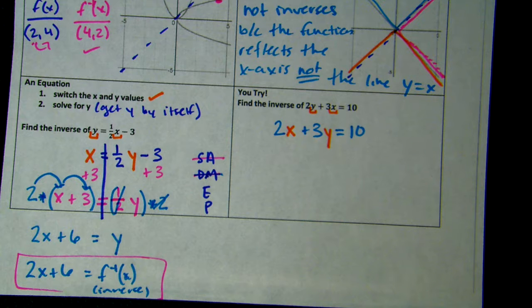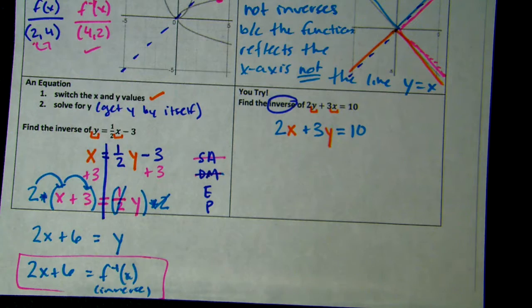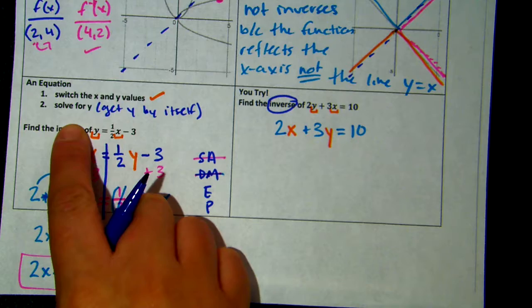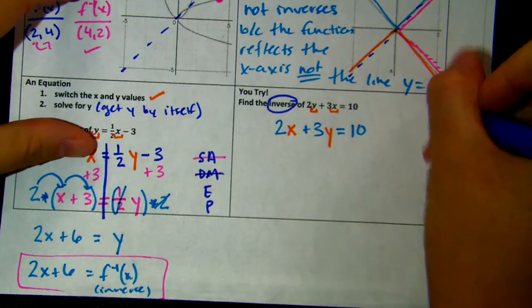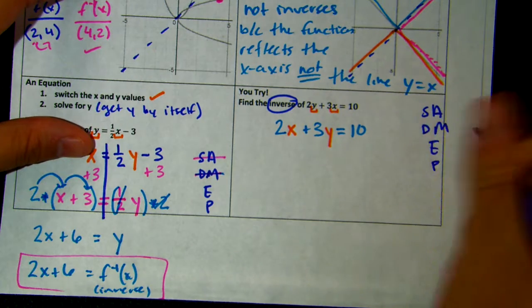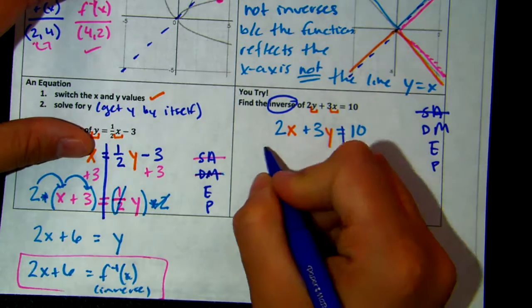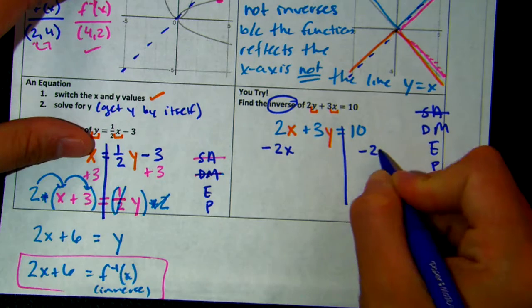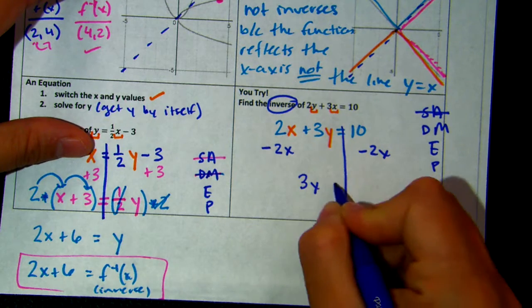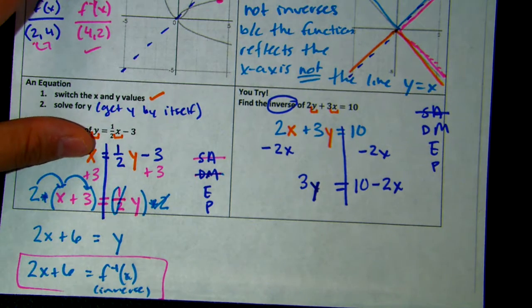So this one looks a little bit different because x and y are on the same side of the equation. But again, do not forget that you always have to switch x and y when you see the word inverse. And from here, we're just going to solve for y or get y by itself. So I'm going to look at SADMEP again. And I'm going to look for any addition and subtraction first. I see addition here. So I'm going to cancel that out with subtraction of 2x. That leaves me 3y is equal to, that's a y, not an x, 10 minus 2x.